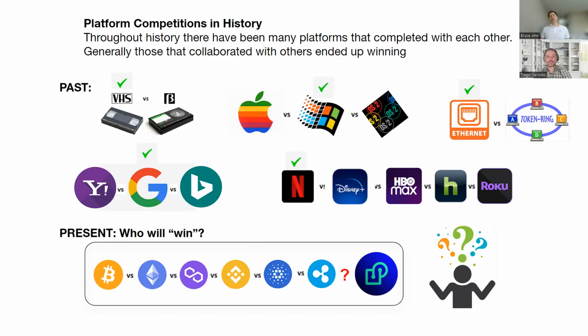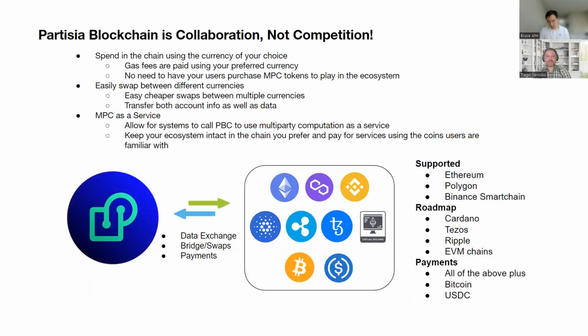So the big question is, who will win the blockchain wars? You have Bitcoin, Ethereum, Polygon, Binance, Cardano, Ripple, et cetera. Like we mentioned earlier, they're all kind of in competition with each other. Where will Partisia end up? Partisia Blockchain's main value proposition, our principle and our vision, was really about collaboration and not competition. And you can see that directly in our architecture.